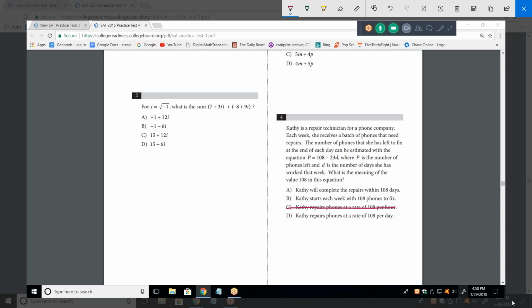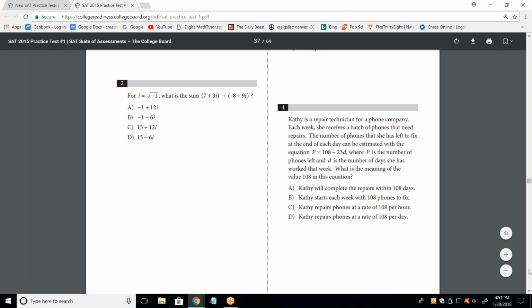Would we be? Yes. Okay. In other words, B means that D, as in David, is 0, right? Because when you start the week, there's 0 days that she's worked. So if you make D 0, P equals 108, well, that's the number of phones she starts with each week to fix. Good. You've gotten all of these.